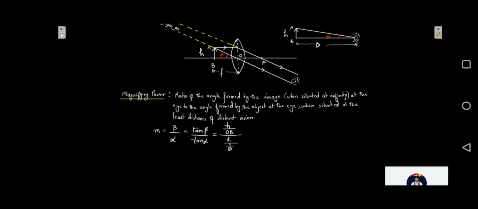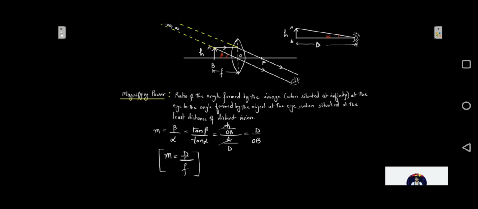So h and h will get cancelled, and what you will get is D upon OB. OB, if you see, is nothing but the focal length, taken as F over here. So let's substitute. Magnification is going to be D upon F. When the image is formed at infinity, the magnifying power is given by D, the least distance of distinct vision, divided by the focal length of that particular lens.